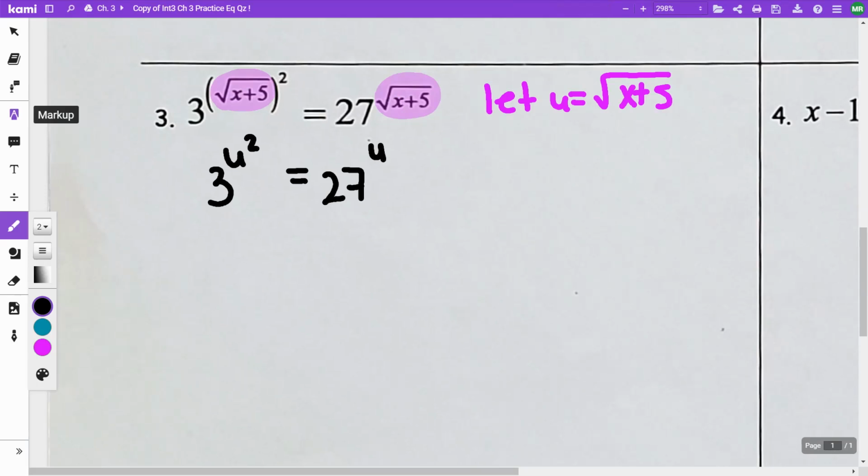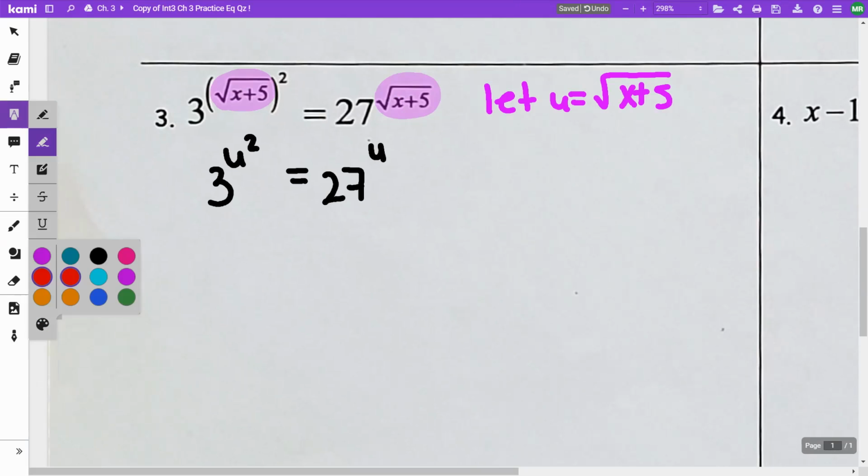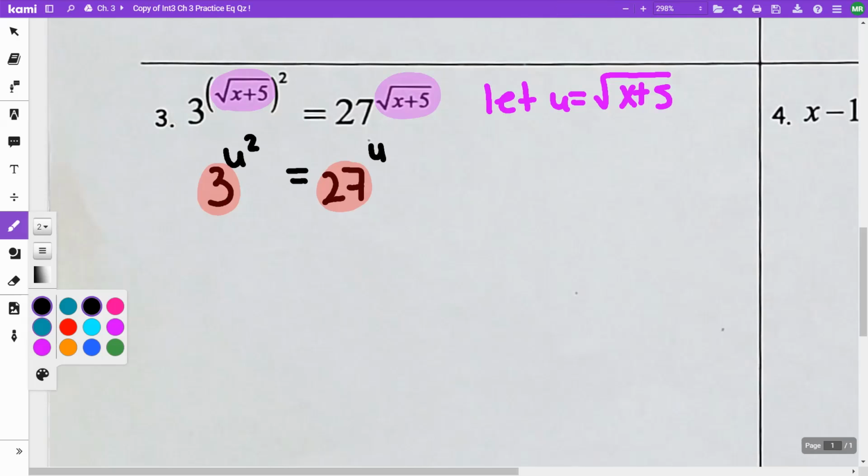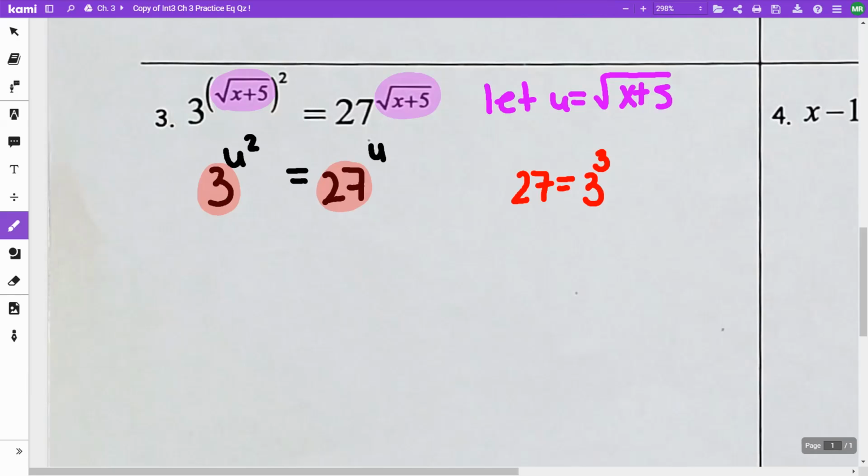Now, I need to get my bases to be the same. I need to get this 3 and this 27 to be the same. I cannot make the 3 bigger because I'd have to cube it, which means I'd have to cube a 27, and that makes that even bigger. Can I rewrite a 27 as a 3 to a power? And a 27 is the same as a 3 to the third.